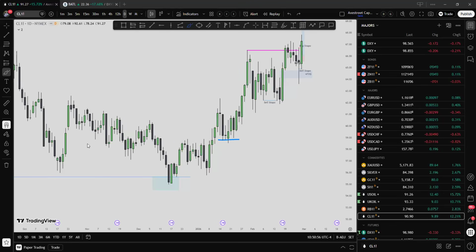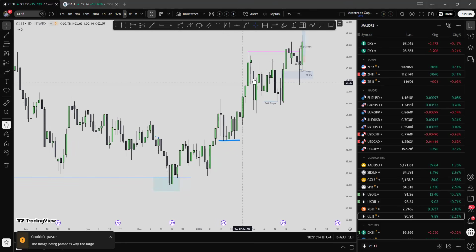And I'm looking for a quick example of that in the group. Let me find it. US oil. Okay, let me copy this, the image.